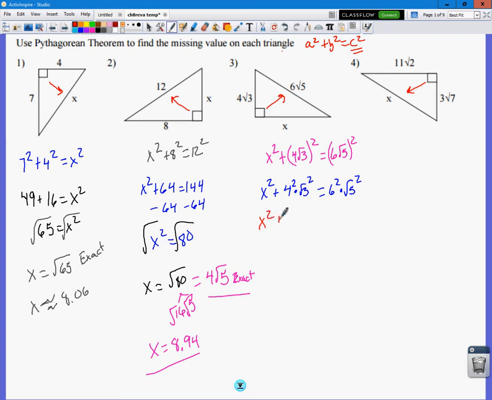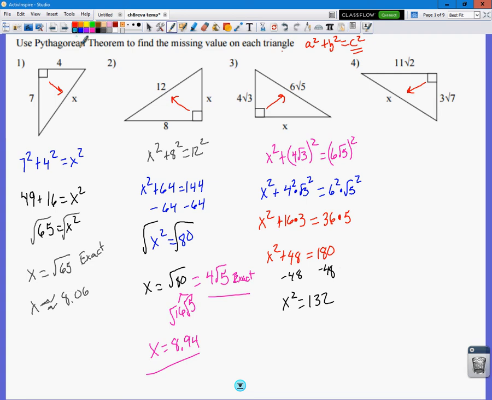4 squared is 16. The square root of 3 squared, they're opposites of each other. They cancel each other out. So it gives me 3. 6 squared is 36. Square root of 5 squared is 5. So I have x squared plus 48 is equal to 180. If I subtract 48 from both sides, I have x squared is equal to 132.